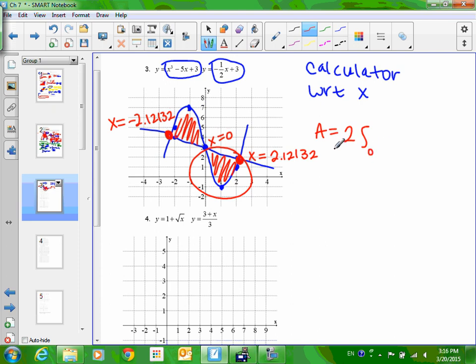So our integration is going to be from 0 to 2.12132. Our top curve, I didn't label it on this, I should have, is the line. This one's the top, this one's the bottom for this piece. Now it switches over here on this piece. But don't get too caught up on which one's the top, which one's the bottom, because if you get them switched up, the only thing it's going to do is give you a negative answer.